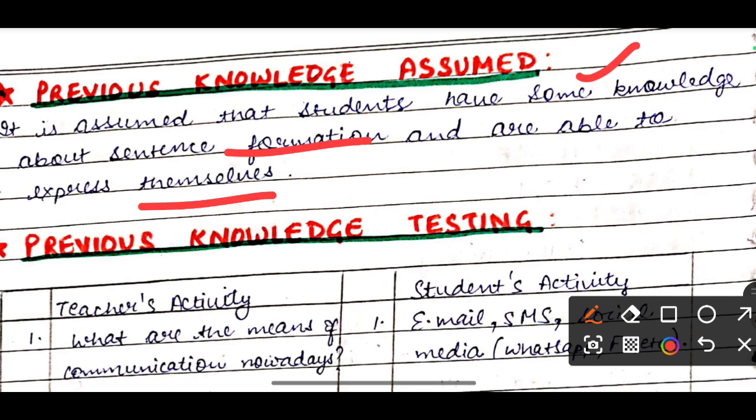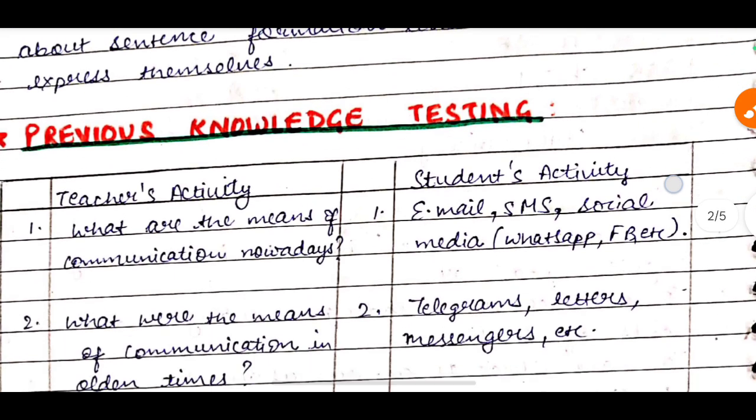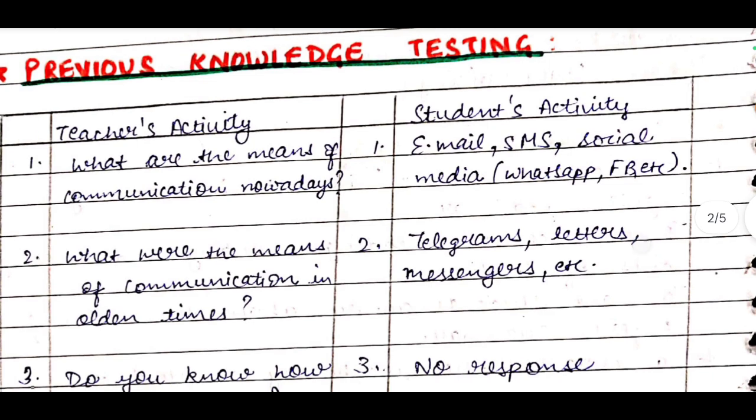Next heading would be previous knowledge testing. Now we will test the knowledge that they already have. For this, in our lesson plan, we will make two columns. First is teacher's activity and the other one is student's activity. In teacher's activity, we write all the questions that the teacher asks students before starting with the topic, and the expected answers of students are written in the student's activity column.